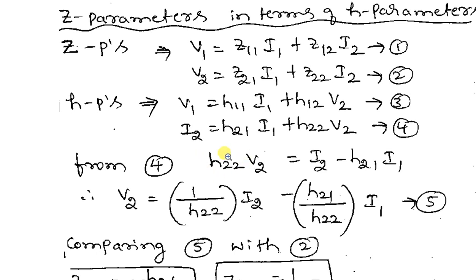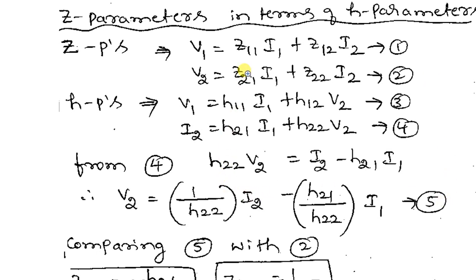After that, H22 is there, so divide throughout by H22. So V2 is equal to 1 by H22 I2 minus H21 by H22 I1. Now compare equation number 2 and 5.